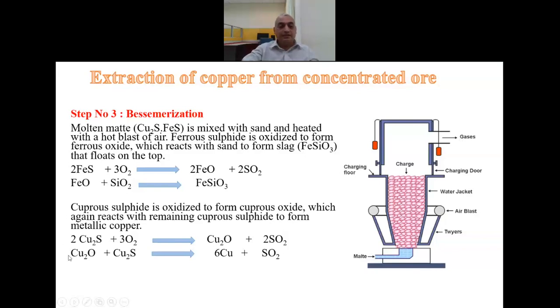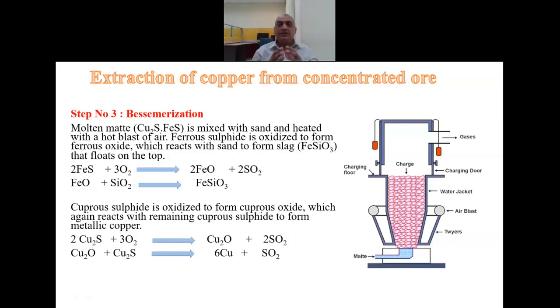And here this cuprous oxide combines with the cuprous sulfide. So here we get copper. Now this copper is free from sulfur and from the iron particle as well.